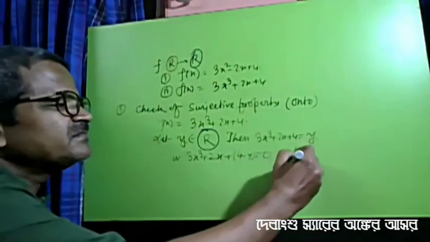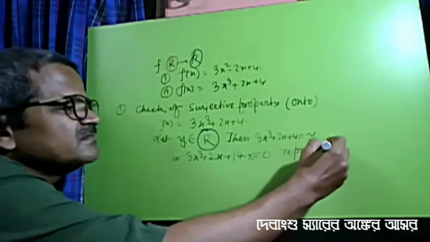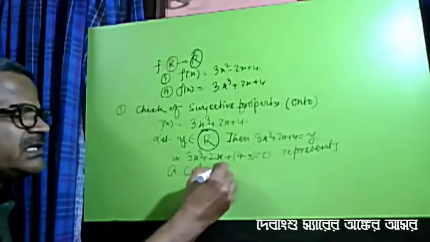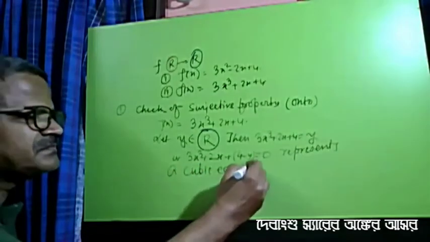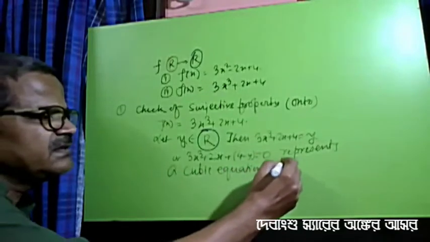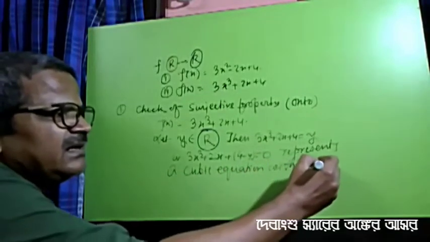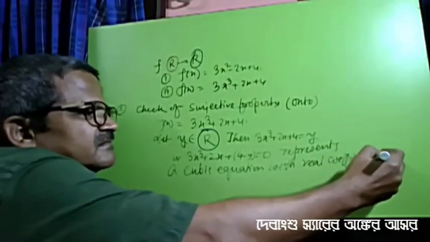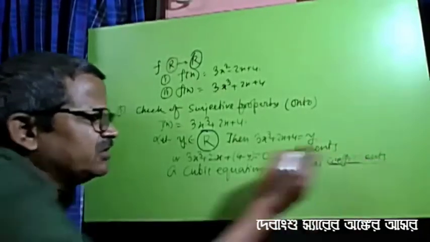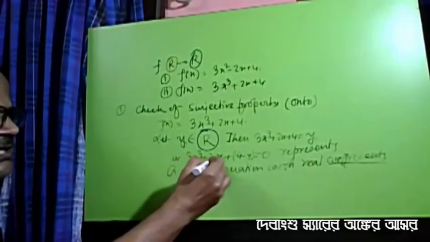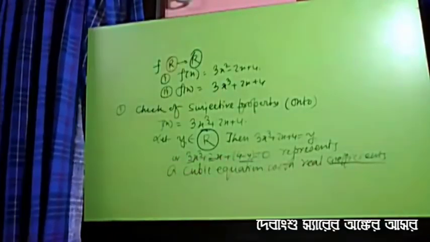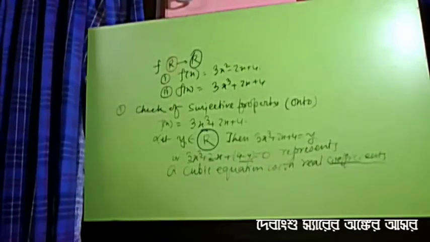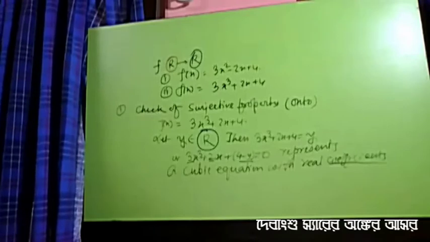This represents a cubic equation with real coefficients. See that all the coefficients are real numbers. Y is taken as a real number, so 4 minus y is a real number. So all the coefficients are real numbers.